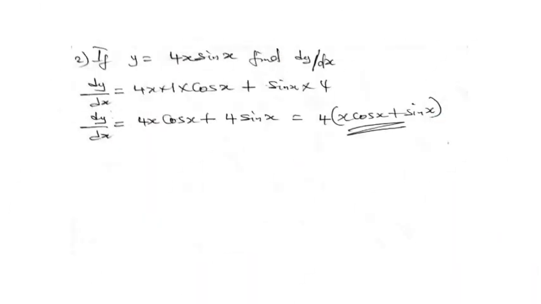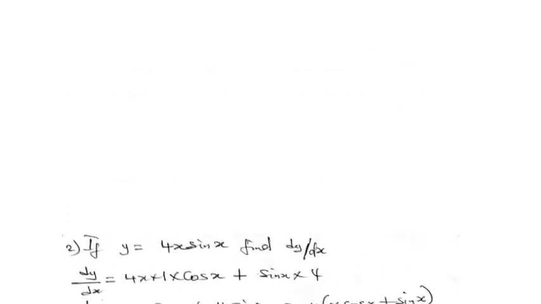Number 2. If y is equal to 4x sine x, find dy over dx. Solution. 4x times cos x plus sine x times 4. That is 4x cos x plus 4 sine x.